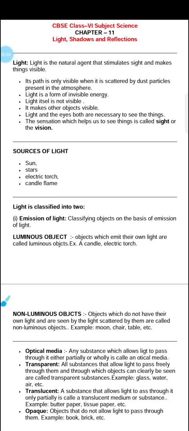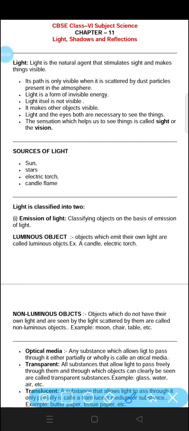Today we are going to study a new chapter of 6th class, that is light, shadow and reflections. So let's start with light. Light is the natural agent that stimulates sight and makes things visible. You can imagine, if there were no light, what would happen? We will not be able to see anything.